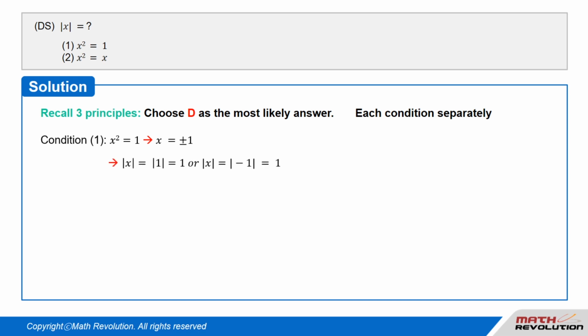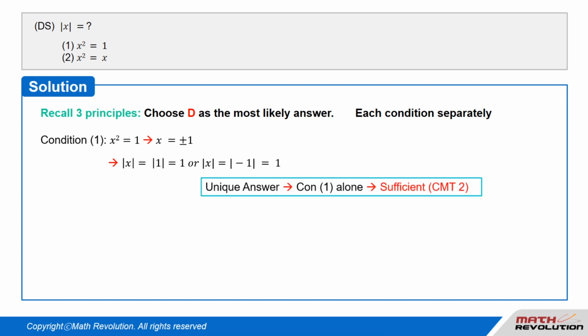Now, in each case, the absolute value of x, that is, the absolute value of 1, or the absolute value of negative 1, will be 1. Therefore, we get a unique answer. The answer is unique, so the condition is sufficient by the common mistake type 2, which means that the number of answers must be 1.